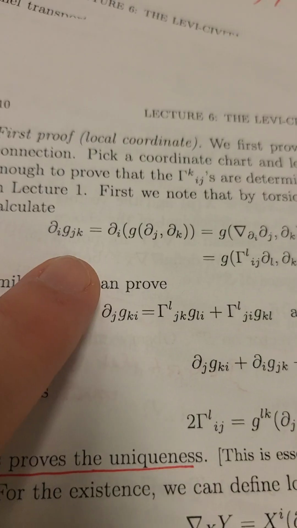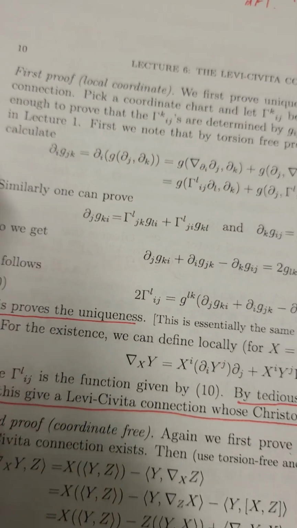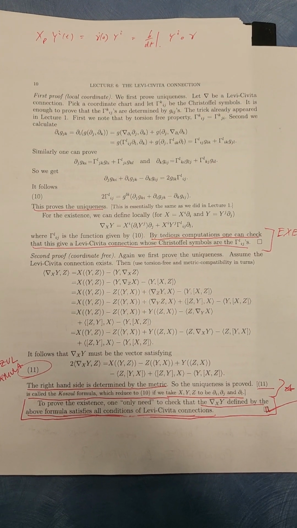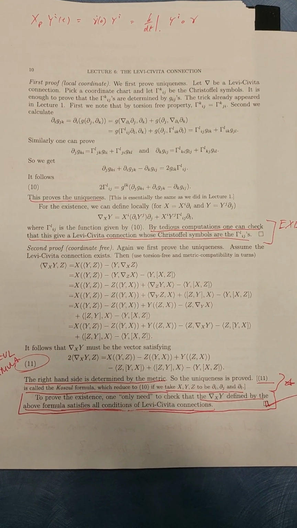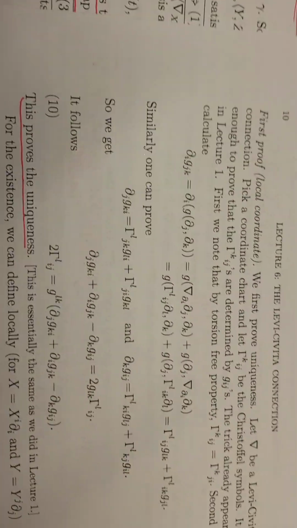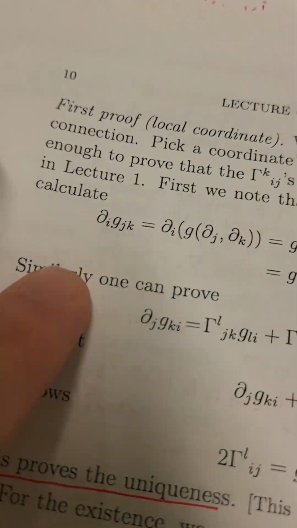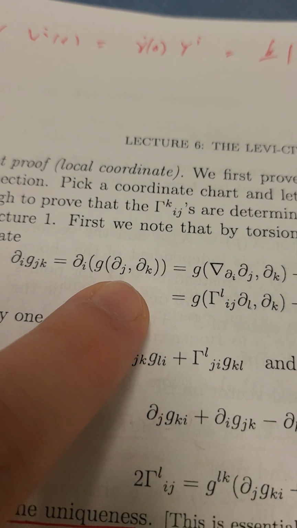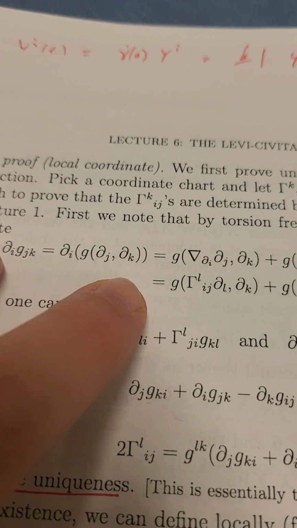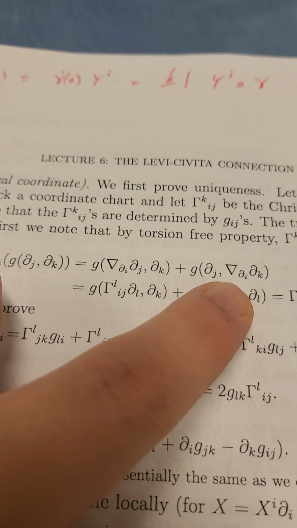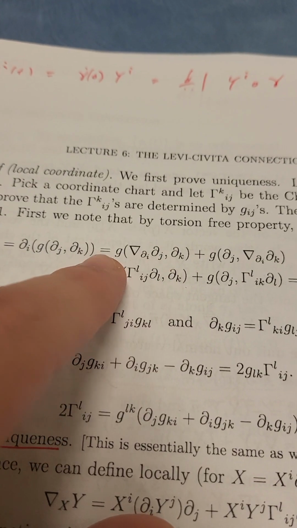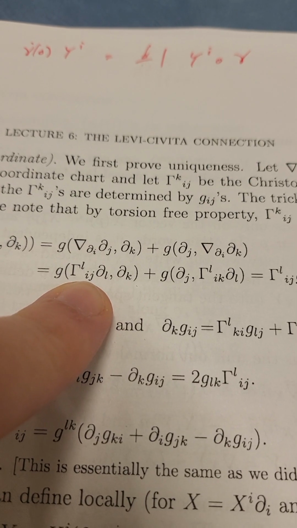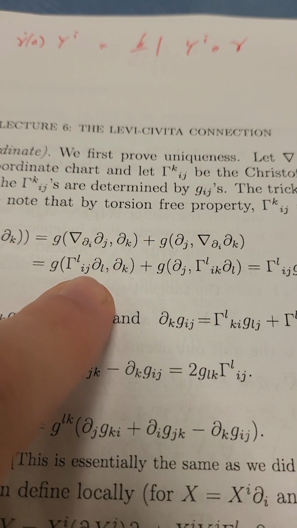So go ahead and take the derivative of the metric, and I'll just zoom out so you can pause the video here if you want. Anyways, we start taking the derivative of the metric. Partial i of g_jk is partial i of g evaluated on partial j, partial k, and then we use the metric compatibility here and here. With this step we invoke the metric compatibility, and then we just use the definition of the Christoffel symbols to replace these covariant derivatives with their Christoffel symbols.